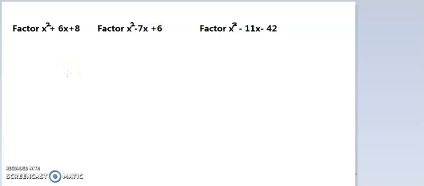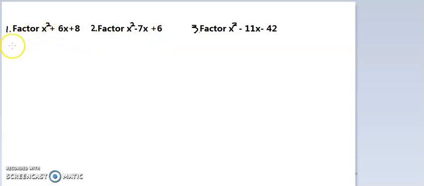Now we're going to look at more examples of factoring trinomials. We're going to use the box method to factor these trinomials. As you can see, if we count, there are always 1, 2, 3 terms, and 1, 2, 3 terms. That's why we call this type trinomial.